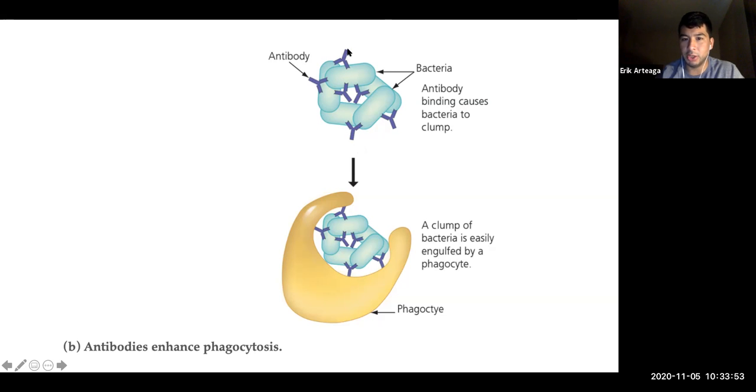There's these Fc regions here on antibodies. So these Fc regions attract phagocytes, and these phagocytes will then be more likely to come and digest or break down the antibody-antigen complex shown here. Okay, this clump.